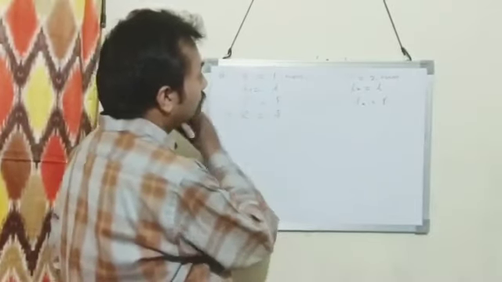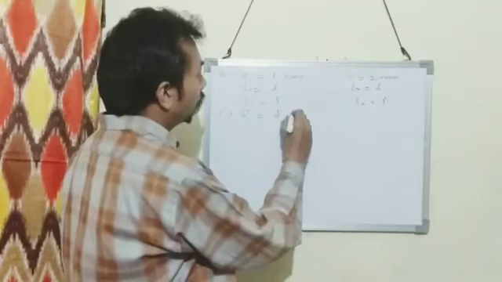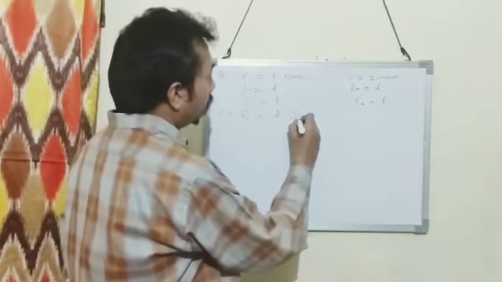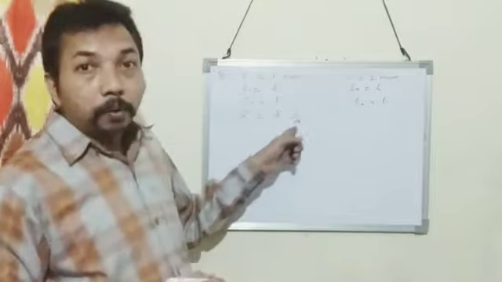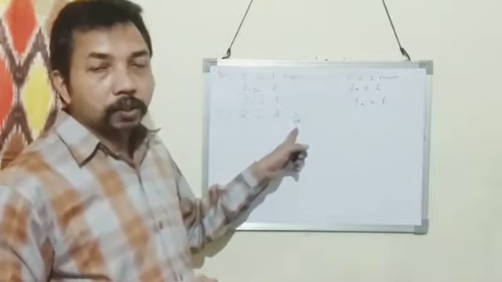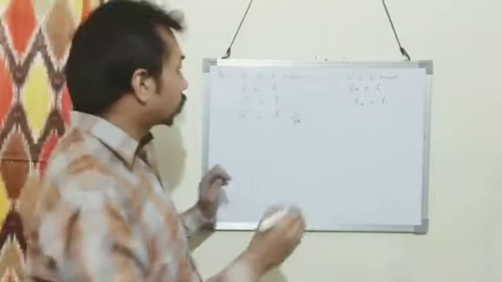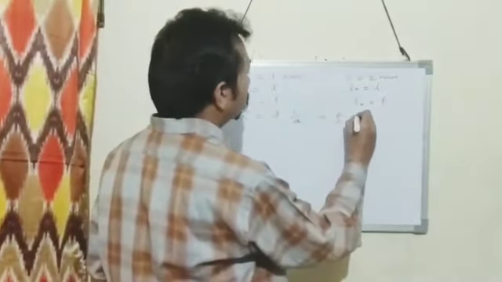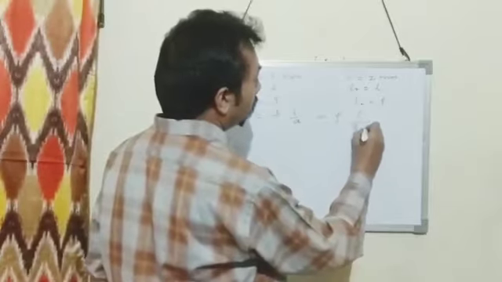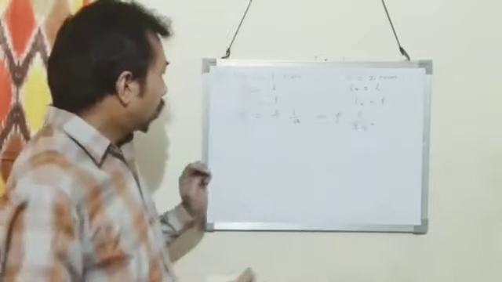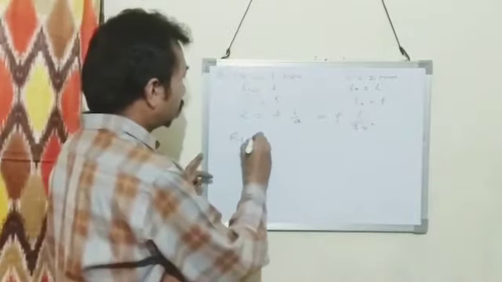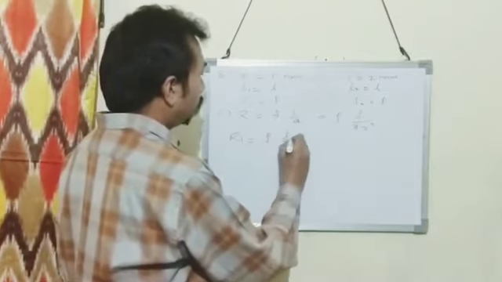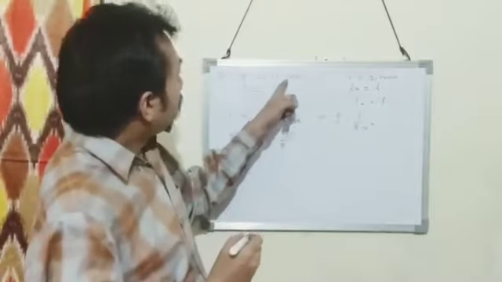Resistance equals specific resistance into L upon A, that is length upon area of cross section. Area of cross section is calculated by the formula pi r square. So this can also be written as specific resistance into L by pi r square. Now the first case: R1 is equal to specific resistance into L upon pi into r1 square.